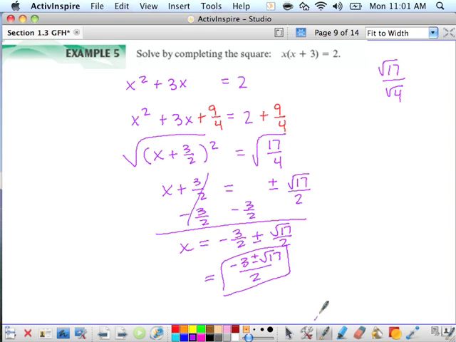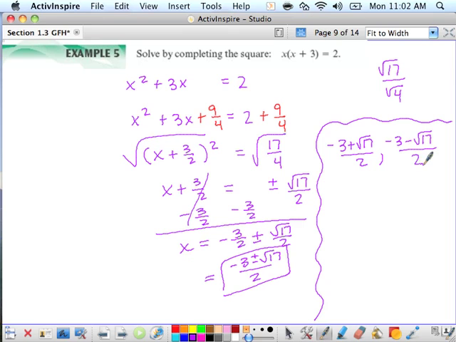Now at this point, the main thing is how WebAssign is going to let you type it in. There are several ways that this could go, and I haven't had a chance to look at it yet, but we will know in a couple of days for sure. One of the ways that would make the most sense to me would be -3 plus the square root of 17/2 and -3 minus the square root of 17/2. It would be nice if WebAssign would let you type those in as just giant fractions. If it doesn't, sometimes it'll let you split it into 2 fractions, -3/2 plus the square root of 17/2 and -3/2 minus the square root of 17/2.